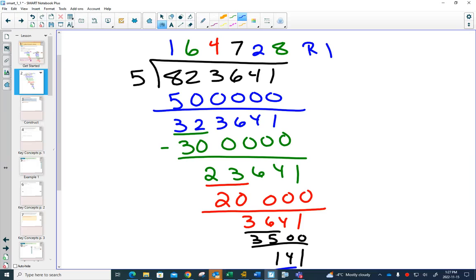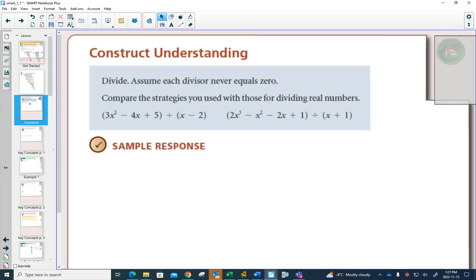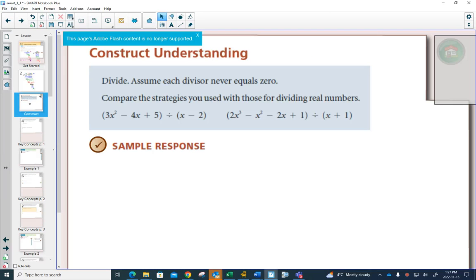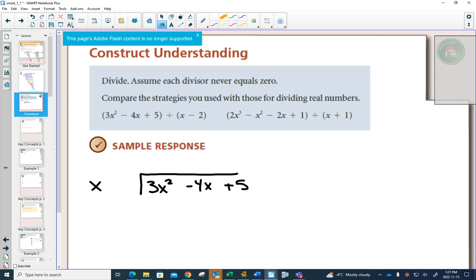What we are going to do is learn how to do long division with algebra. And it's the same process. So first of all, I'm just going to get you to watch the process. I have 3x squared minus 4x plus 5 divided by x minus 2.